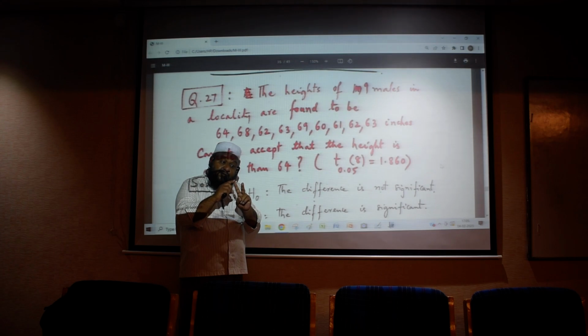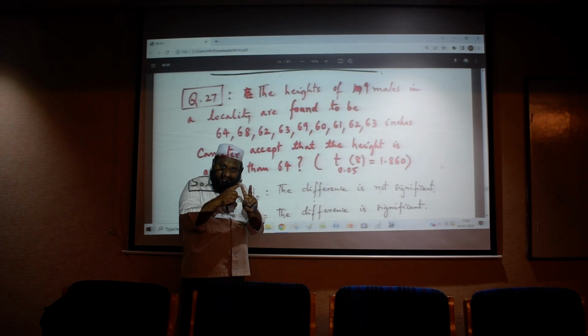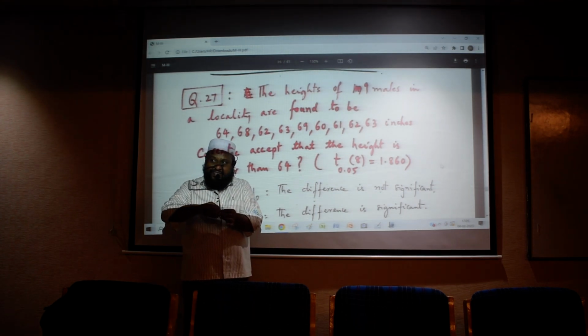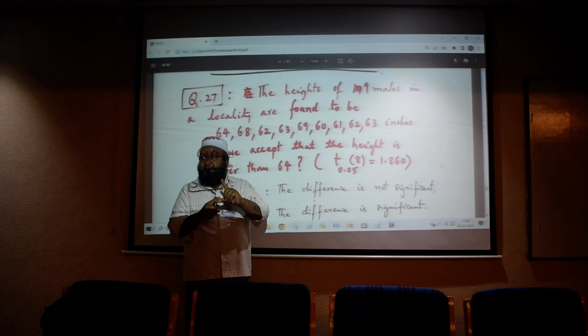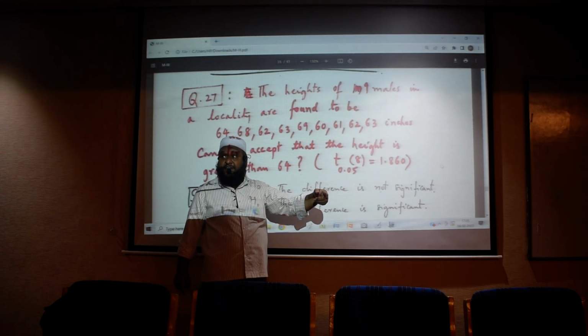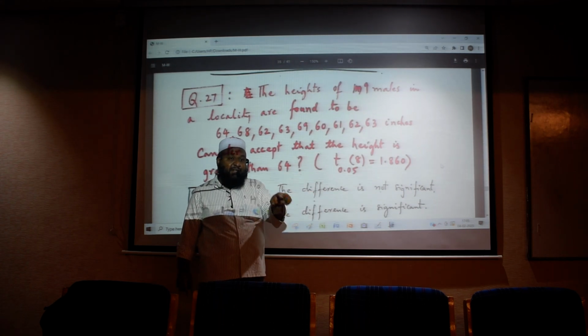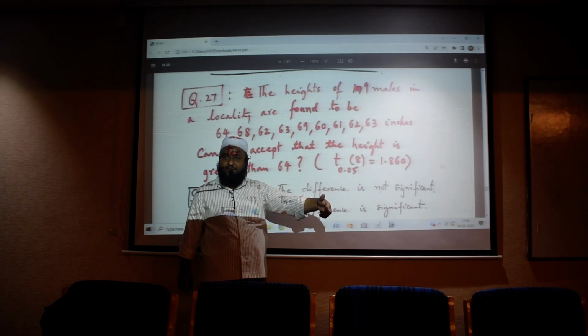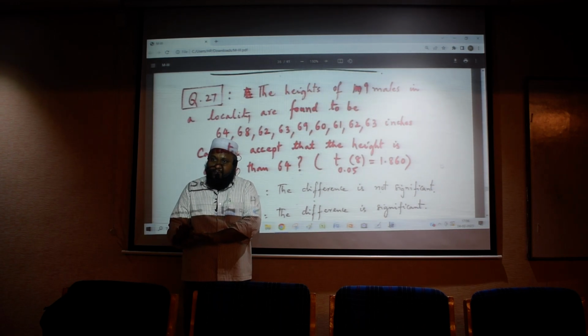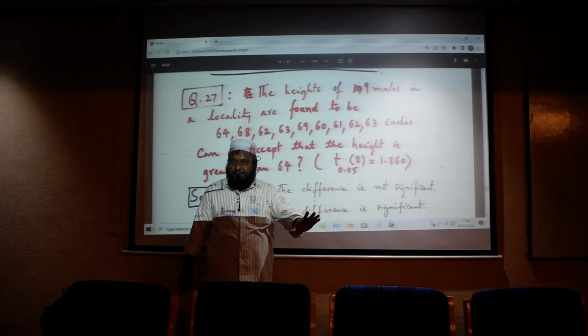The T test will be used in two situations. Number one, comparing the significance of the difference between the mean of one sample and the mean of the population. Or, seeing the significance of the difference between the mean of one sample and the mean of another sample. Simply speaking, one sample problem or two sample problems.